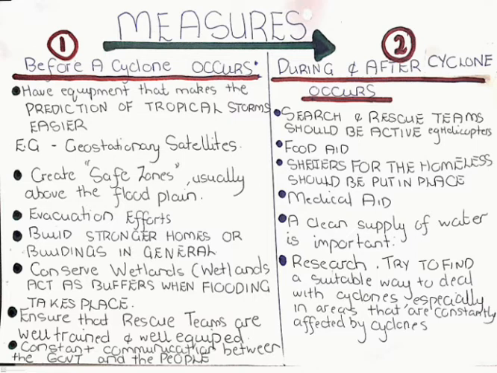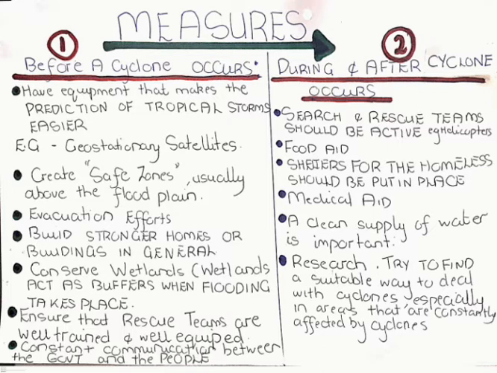Safe zones should also be created. Evacuation efforts should be made before the cyclone hits. Homes should be made stronger and more resistant to cyclones. People should be advised and encouraged to conserve wetlands because wetlands act as buffers when flooding occurs. Search and rescue teams should be well trained and well equipped all the time. And finally, there should be constant communication between the government and the people to ensure that the people and the government are on the same page.